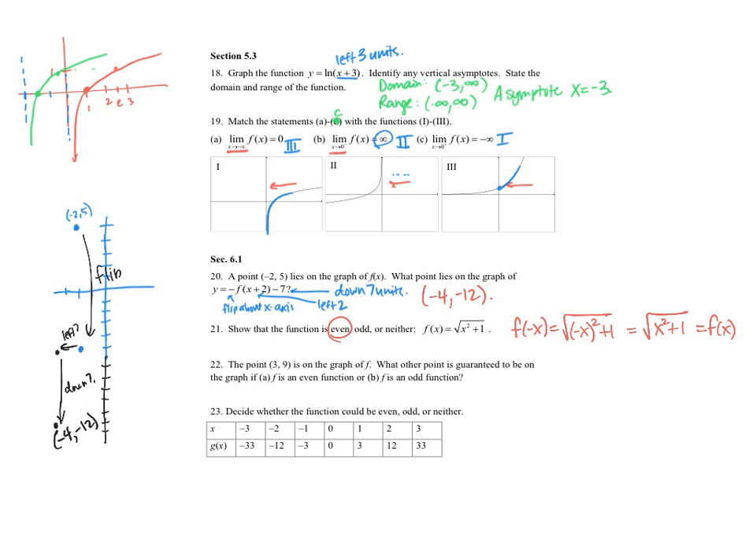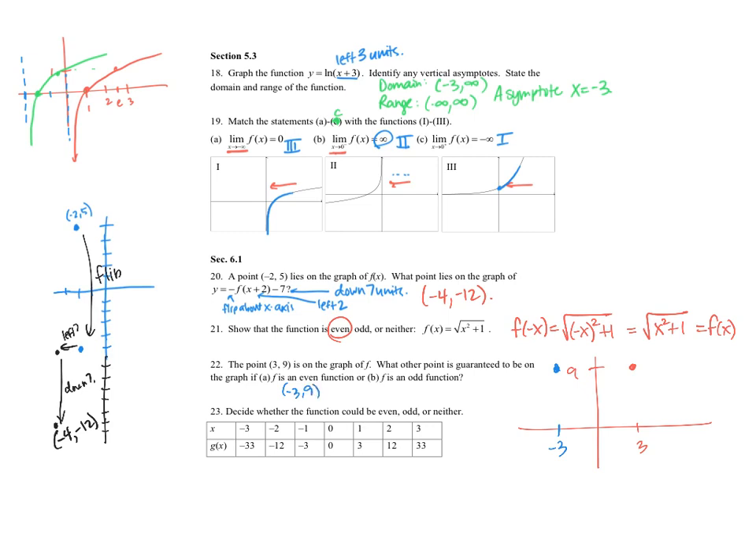On 22, it says the point 3, 9 is on the graph of f. Let's put that on there. There we go. What other point is guaranteed to be on the graph if f is even? So if f is even, then that means that it's reflected about the y-axis here. And so if it's even, then this point is also on there, which is negative 3, 9. So the answer for A is negative 3, 9.